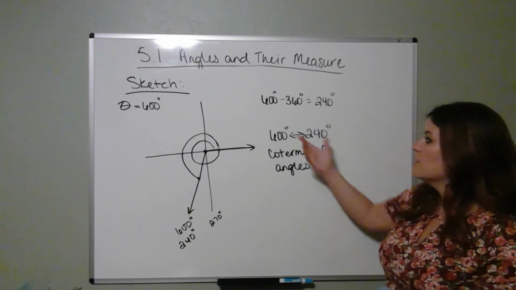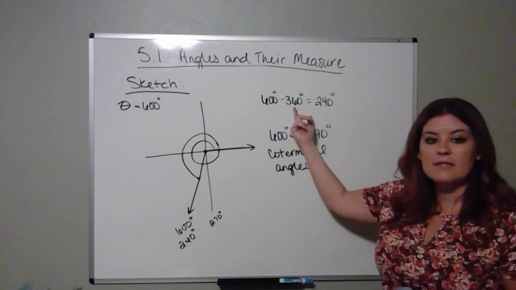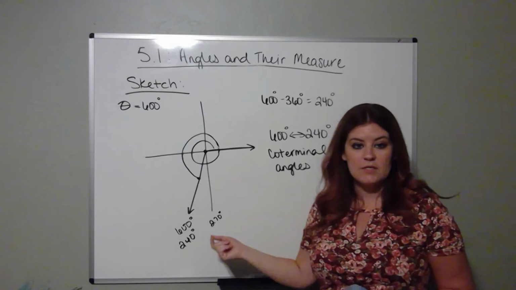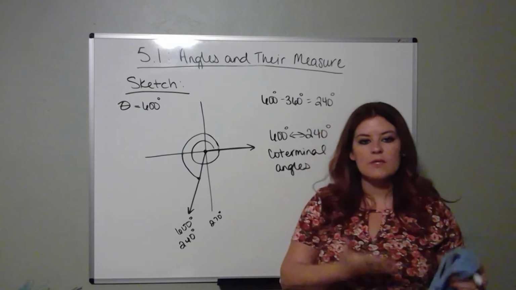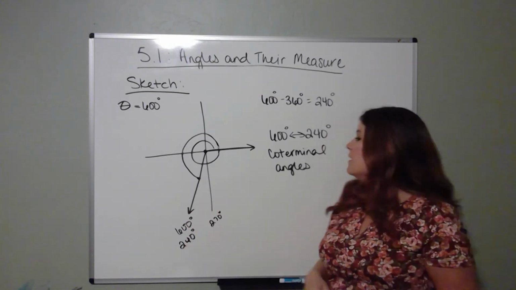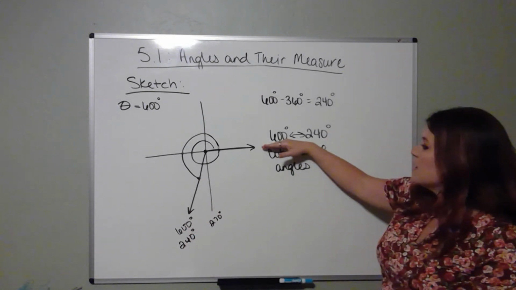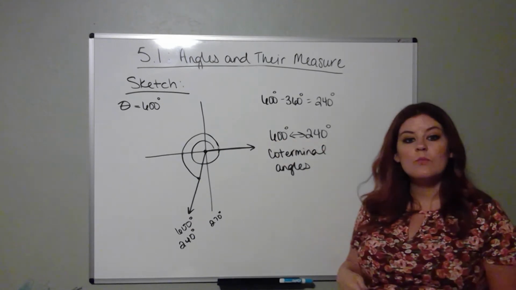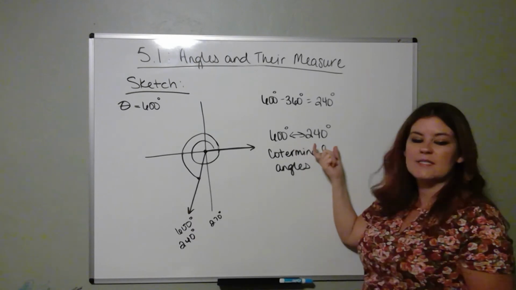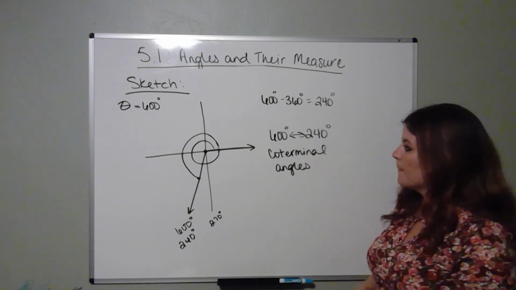How did we find it? When we have a large angle, we subtracted 360 and we got the angle that was within one full rotation. We always want to be between 0 and 360 so we can sketch, so we can work with that angle. So they might give you an angle like 600. They might say, what's a coterminal angle on one rotation? Subtract 360, get here to the 240.